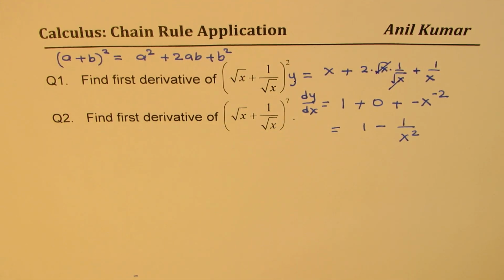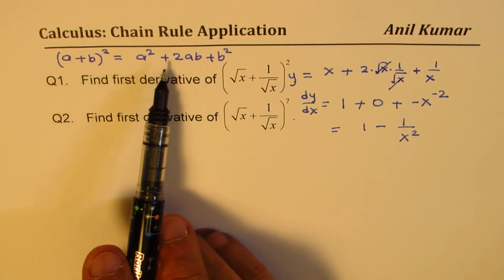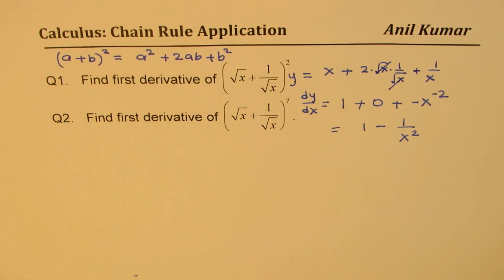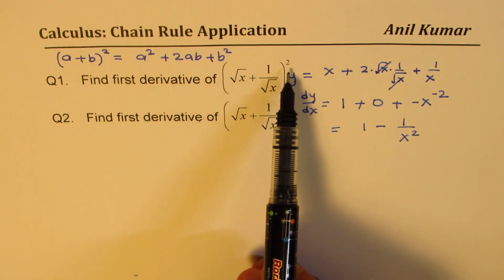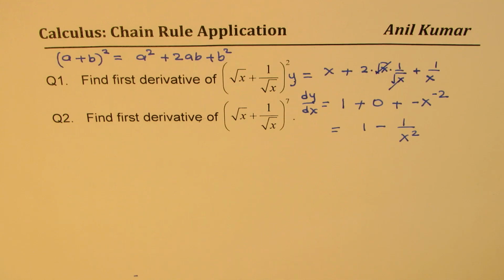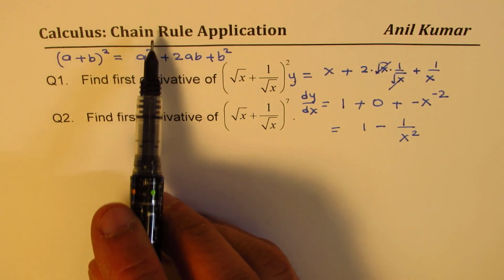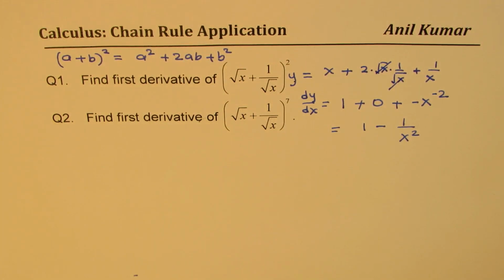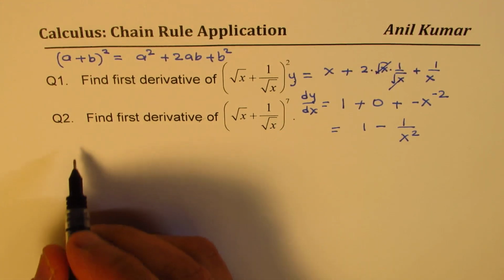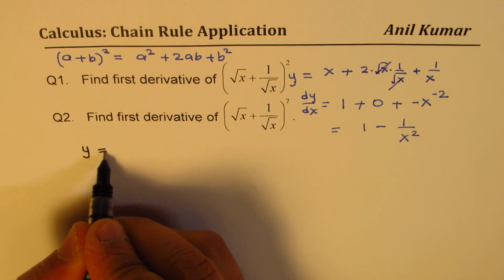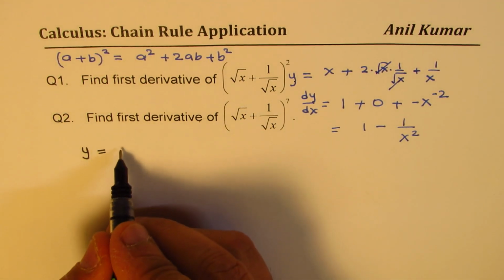However, if I increase the power, then expansion becomes very difficult and you cannot really solve it. Even if I increase the number of terms inside, then also it becomes a very difficult question. The chain rule helps us take care of any function inside, for that matter. So that is the beauty. So let us see how to solve question number 2 using the chain rule.